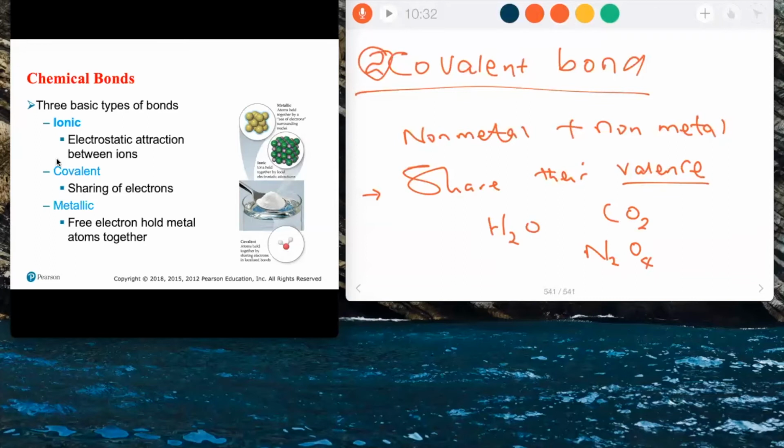What these types of bonds give rise to are the properties you may have encountered. These give rise to the physical as well as the chemical properties of compounds you may have dealt with or will deal with. For example, why does nail polish vaporize? It has to do with the type of bond.